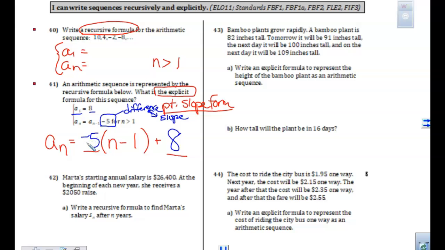Okay, so when you're going between those two, I think a lot of times if they give you a sequence, if you can start recursive, then you can find more information in the explicit, because you guys know how to work with point slope easier. This one's kind of ugly. So a sub 1. Nathan, you want to start us off? A sub 1 should be what in that recursive formula?